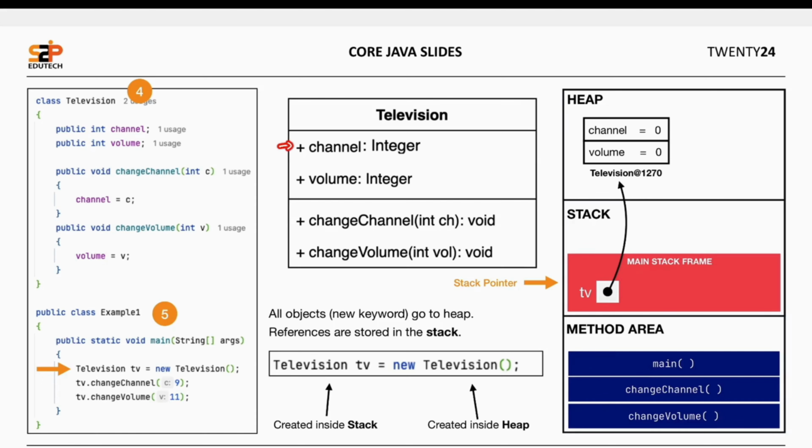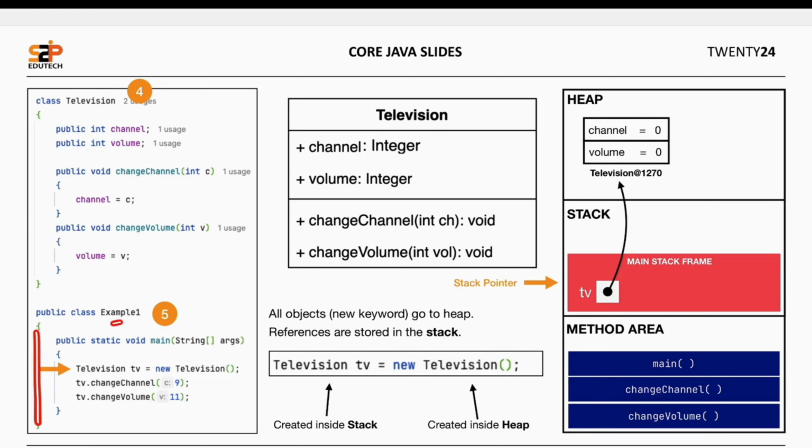See, in this class diagram, plus means public. This is the name of my field and this is the data type of my field. In this class, I am having two properties, channel and volume. Now, behavior. In this class, I am having two functions which are performing operations on channel and volume. The change channel function is going to change the channel value. The change volume function is going to change the value of volume.